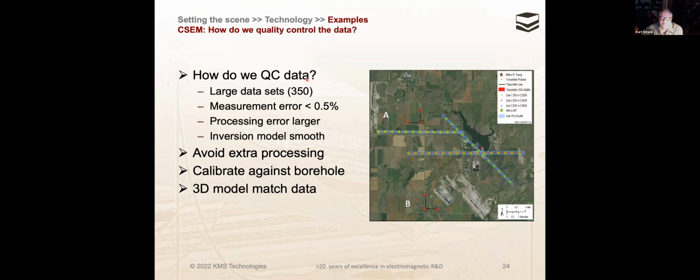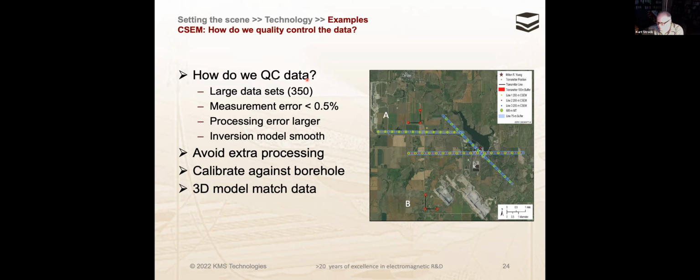Now, one of the problems is, how do you see all this data? We had a large data set, about 350 sites, transmitter receiver combinations, and each receiver has 5 components. The measurement error is less than 0.5%. And as I said before, the processing error and the inversion error or smoothing causes more problems. So you have to really make sure that your data is reasonable.